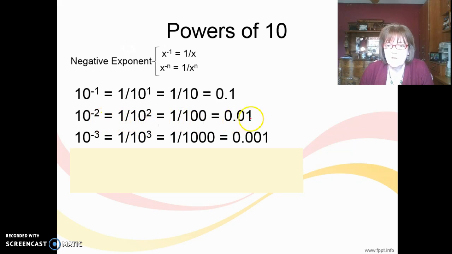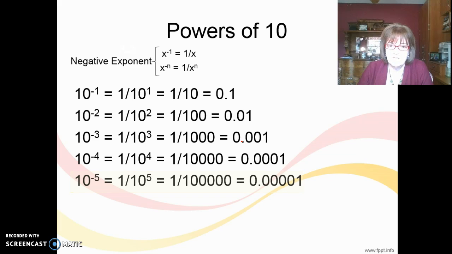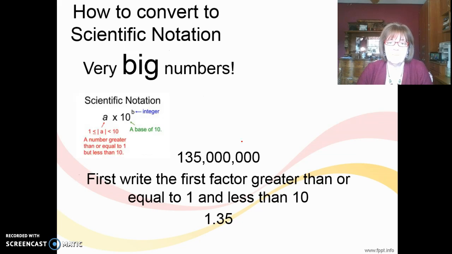All right, count place values. In this case, we went left 2 place values. Here we're going left 3 place values. And of course 4 place values to the left, and 5 place values to the left. It's that simple.